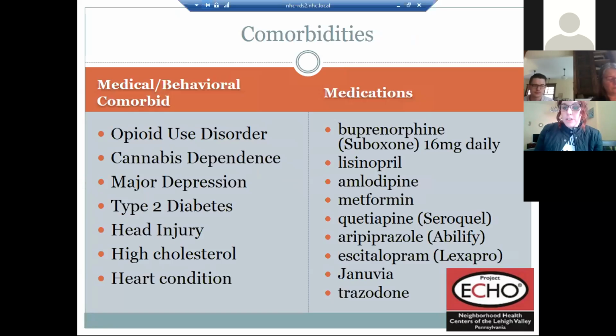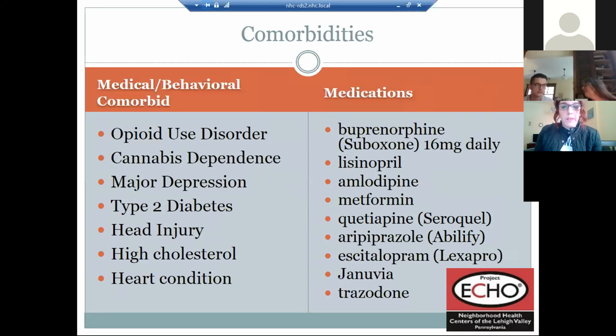For medications, he takes Suboxone 16 milligrams a day, so 2 of the 8, which he has been on for a couple of months now, and he states that he's been doing okay with it. It's been helping with his cravings and withdrawals, and he hasn't used in the last 5 months. Lisinopril and amlodipine are for hypertension; the metformin and the Januvia at the bottom are for his diabetes. Mental health meds: Seroquel, Abilify, and Lexapro. Those are probably easier names to recognize, but they're quetiapine, aripiprazole, and escitalopram, and then trazodone.